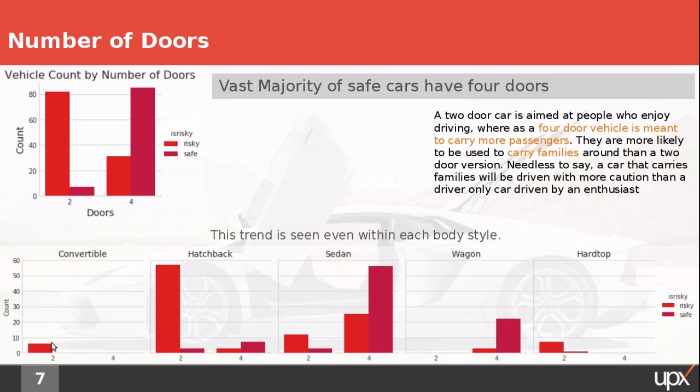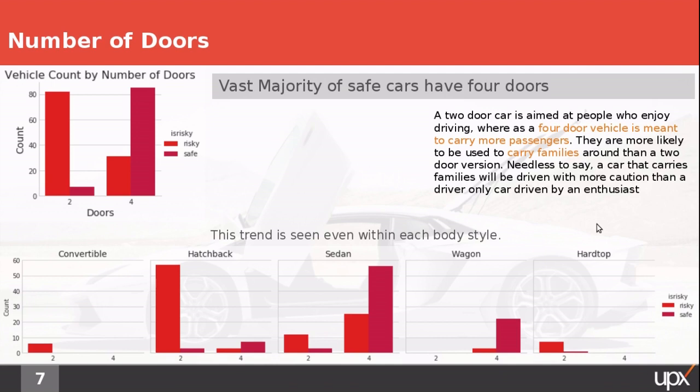If you look at the bottom set of charts, convertible vehicles all have 2 doors. Hatchbacks are mostly 2-door vehicles, and they are in the risky category. So red is risky and purple is safe. But when you come to sedans and wagons, the majority of the vehicles are 4 doors and they are safe vehicles. So the key takeaway is that the majority of the safe vehicles have four doors, and the majority of the risky vehicles have two doors.